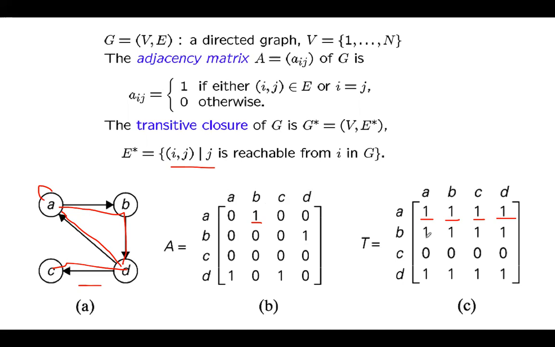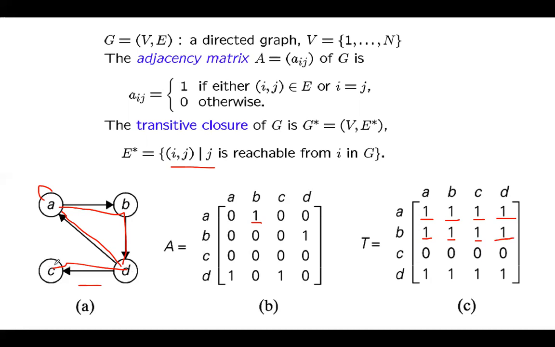And let's see from B. B to D, D to A, so B to A also you can go. B to B also you can go. Here a cycle is there. You can see B to B also we can come. B to C: go to D and go to C, so B to C is reachable. B to D, a direct edge is there, so you can go.